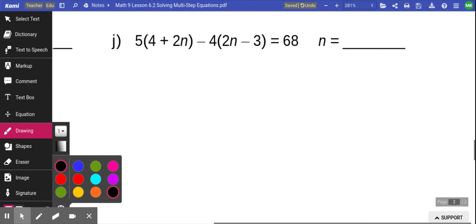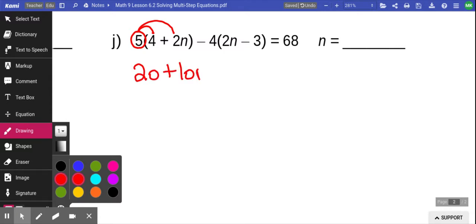Awesome. J. J is unique in that it has 2 sets of brackets. That just means I'm going to have to do 2 different multiplications. So the first multiplication will be this 5 coming into the brackets. 5 times 4 will give me 20. 5 times 2 will give me plus 10n.